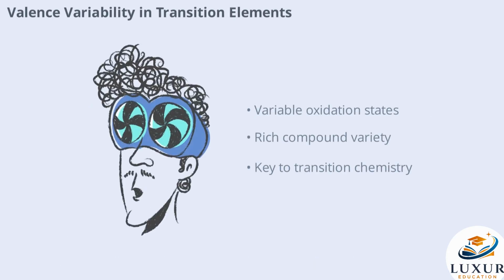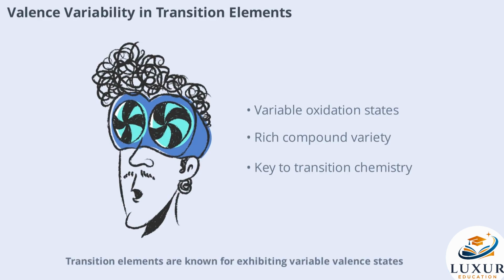Transition elements are known for exhibiting variable valence states. This is due to the similar energies of their ns and (n-1)d electrons, allowing them to lose different numbers of electrons. As a result, they can form a variety of compounds with different oxidation states, contributing to their rich chemistry.